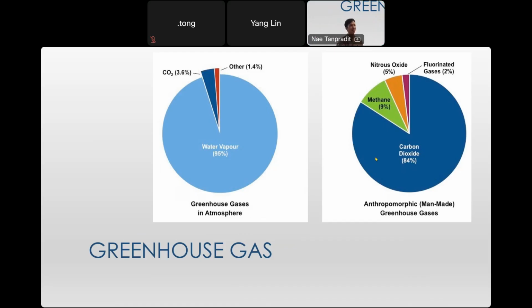So to make it better, we should do what we can to reduce the carbon dioxide and methane released into the atmosphere.